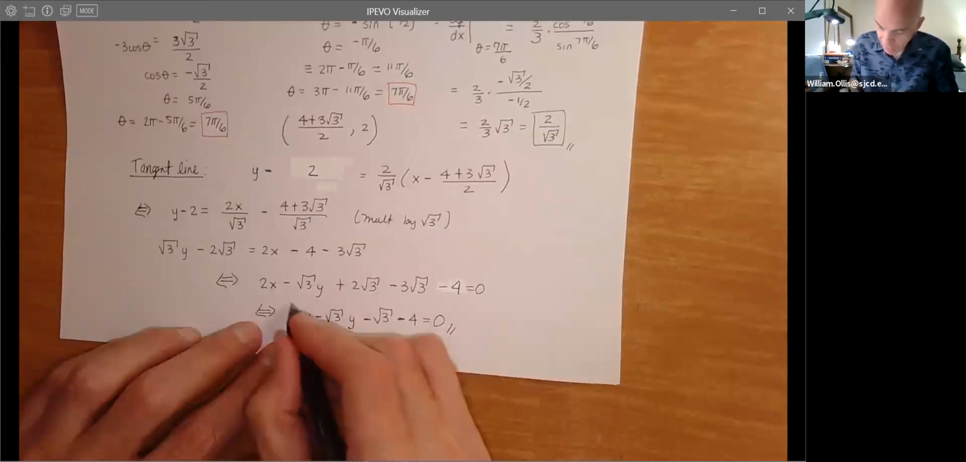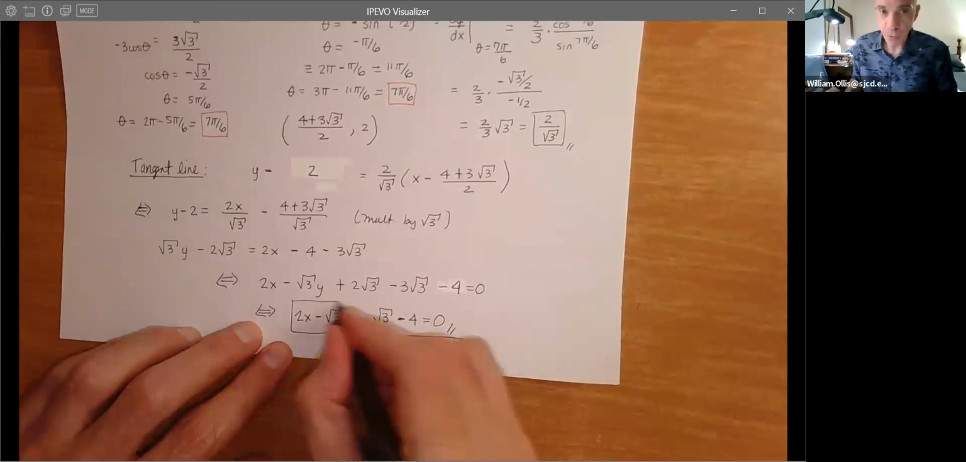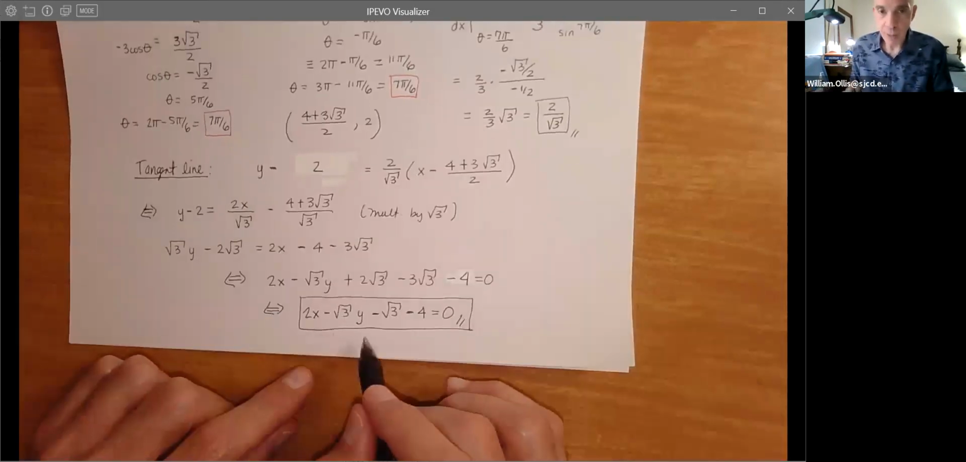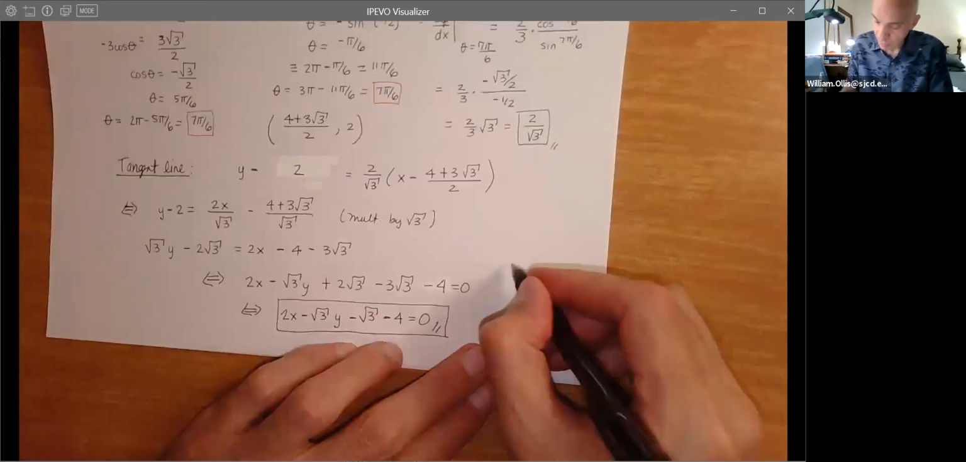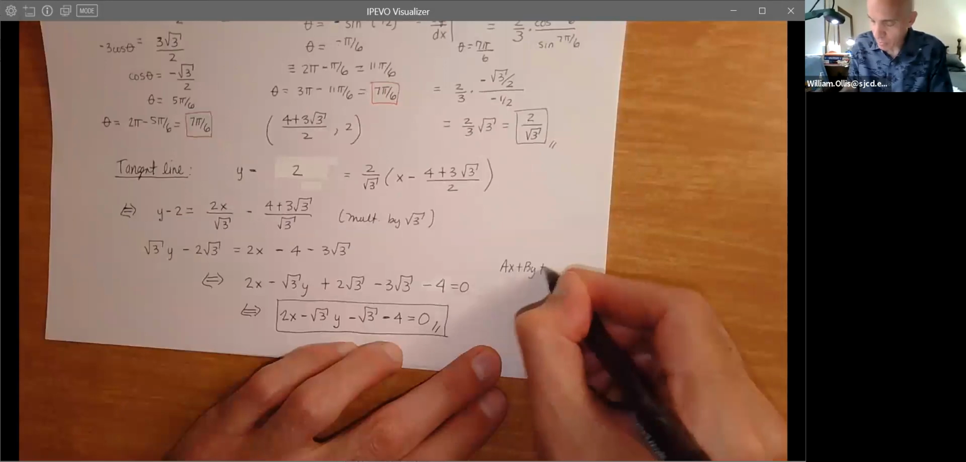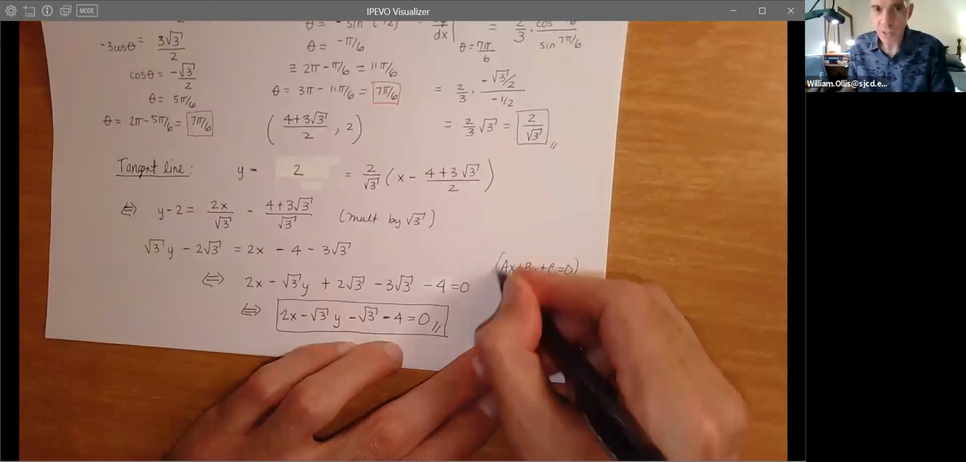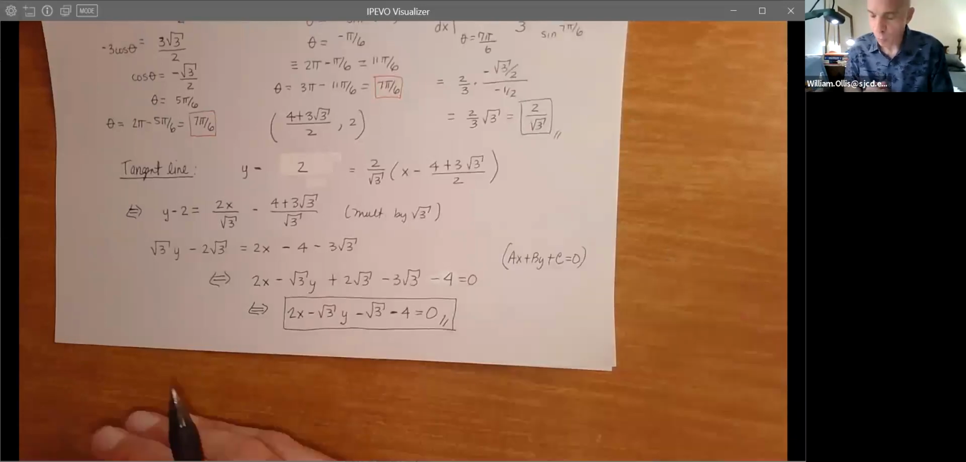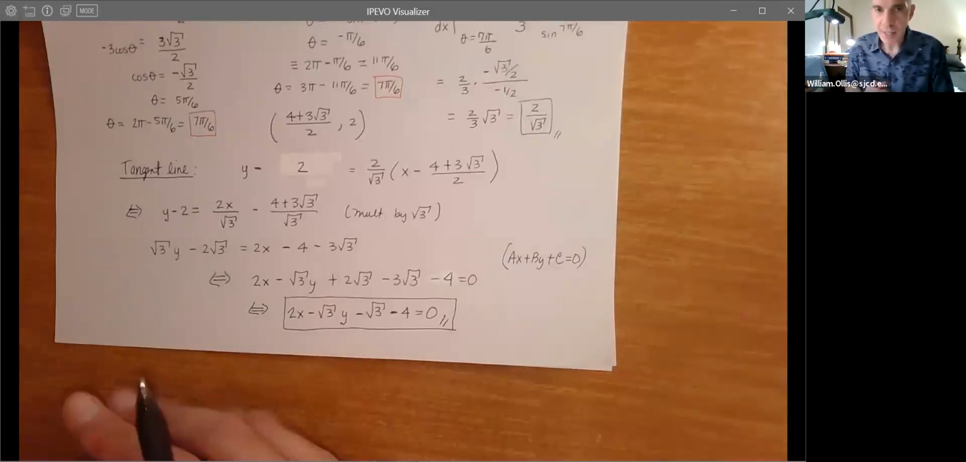So WebAssign is not asking you to do this in any particular form. So I just did the ax plus by plus c equals 0 form, you know, that we least like, ax plus by plus c equals 0. I'm teaching conic sections now, so I'm thinking of conic sections in this form, even though I don't always state the standard form.